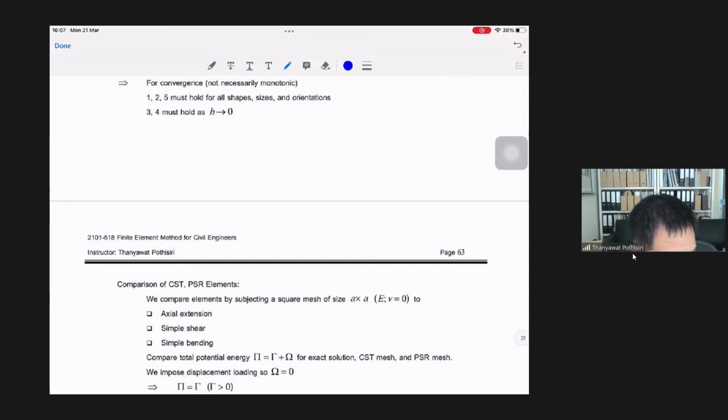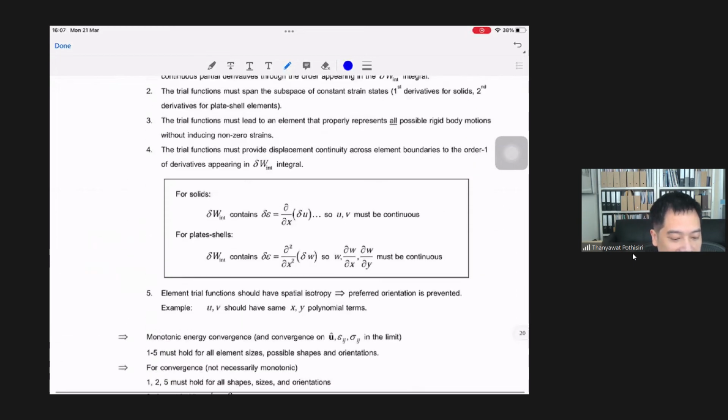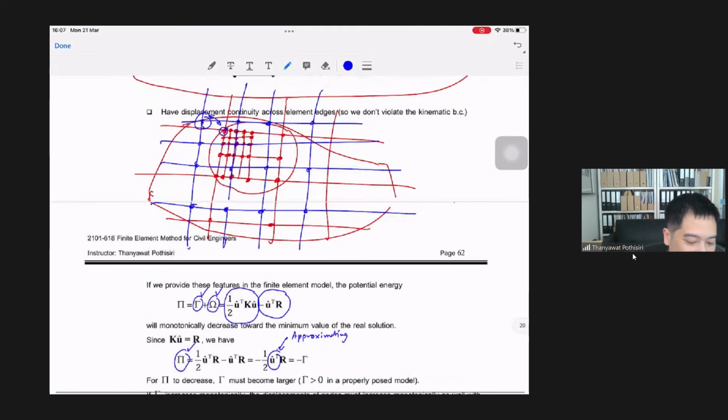So we're going to be looking at the potential energy here, by using two types of elements that we have seen. We have seen CST elements and LST elements, so we're going to use those two types of elements to solve a certain problem and try to see what happens to the potential energy term.